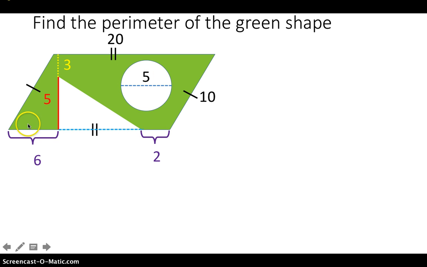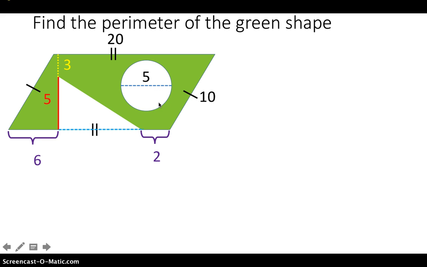So to find the perimeter, we need to go all the way around the outside of the shape. So first of all, which is these three sides, and then this little side, this side here, and then this other little side, and then of course this circle, since that's also considered part of the outside of the shape.